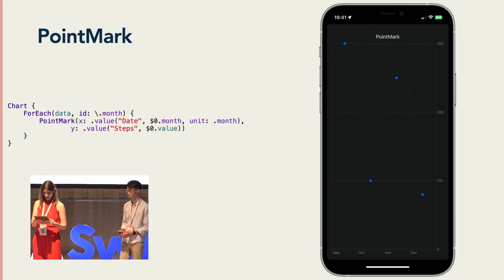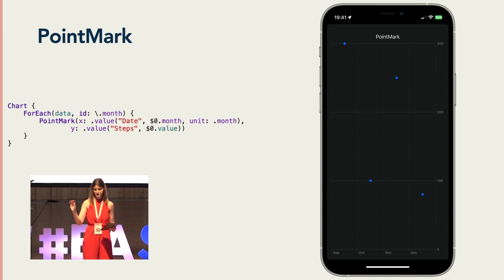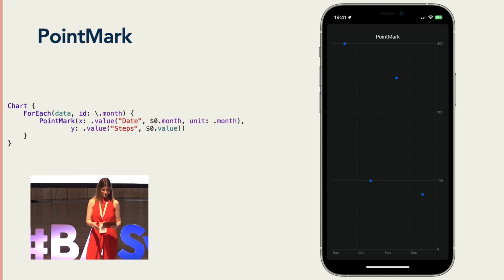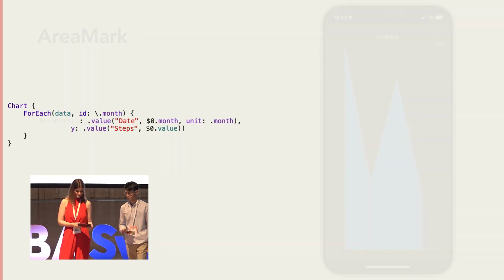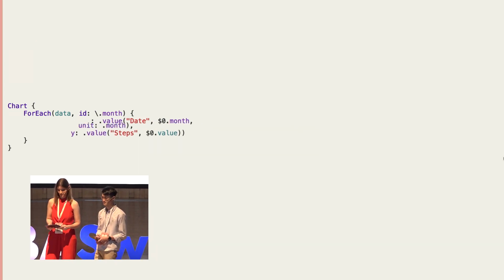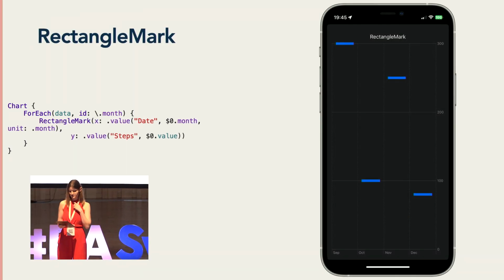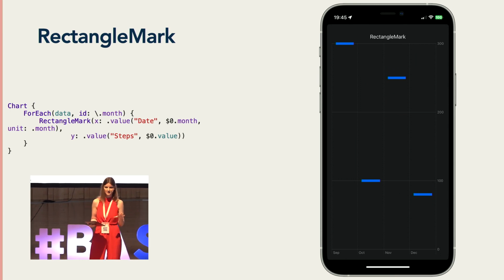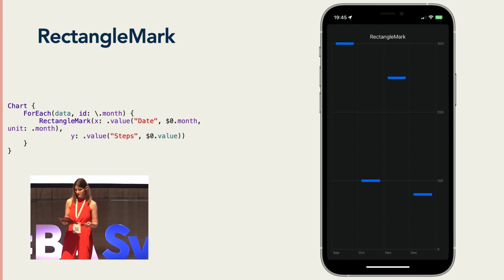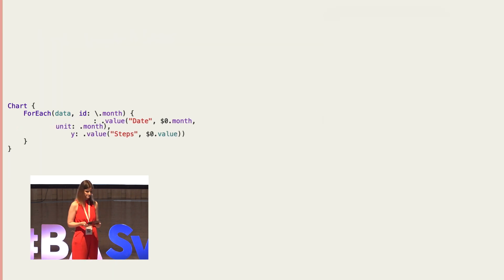This other one is point mark. As you can see, it plots dots on the view. This is the area mark, and that highlights the volume of data. This next one is rectangle mark, and it gives you the possibility to show your data with rectangles on the view. The next charts we are sharing with you have some peculiarities.